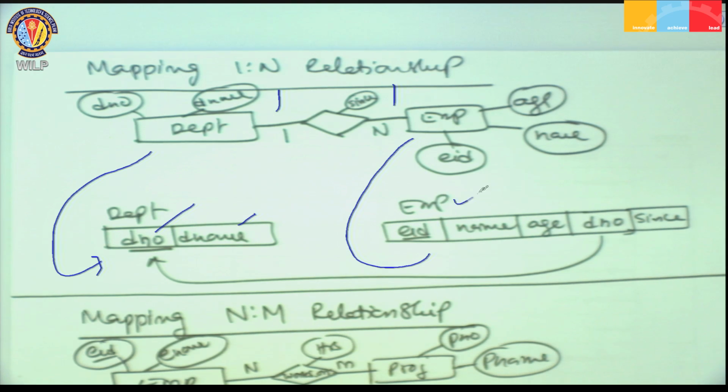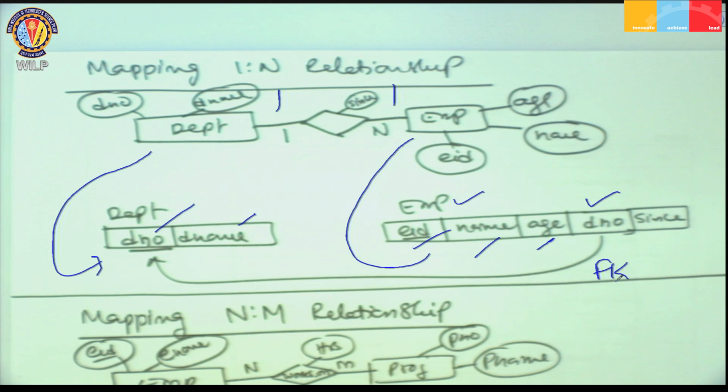Then for the employee table, employee ID, employee name, age become the regular entities' attributes. I know that each employee will have only one department, so that's why I will include the department number here as an attribute in the employee table, which will refer to the department number of the department table, which is a foreign key.